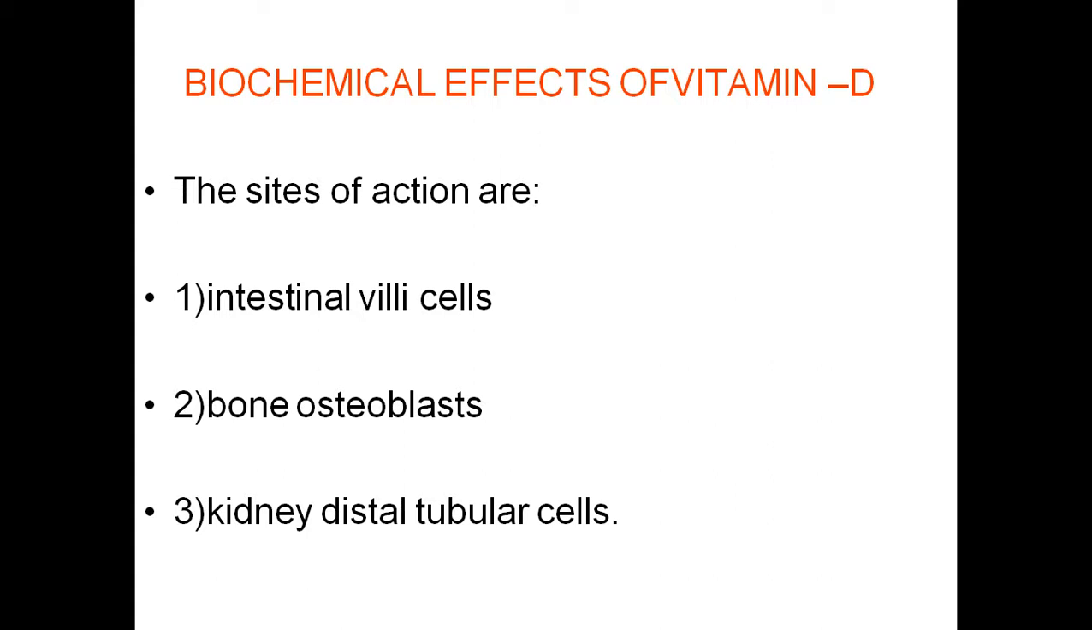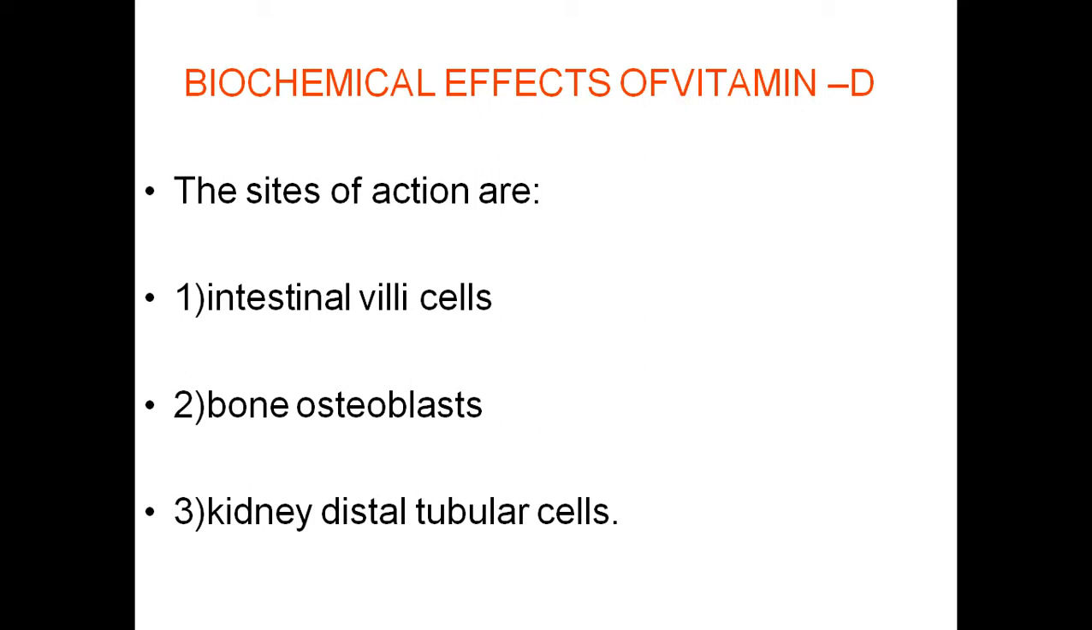Vitamin D, which is very important. The sites of action are mainly intestinal mucosal cells or intestinal villi cells, bone osteoblasts, and kidney distal tubular cells. So vitamin D mainly acts on three target tissues, that is intestine, bone and kidney.